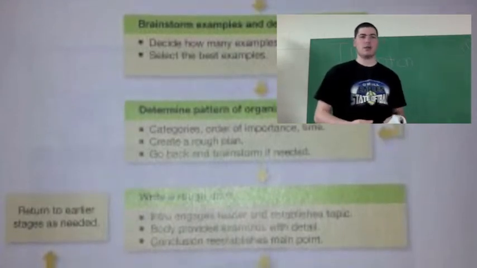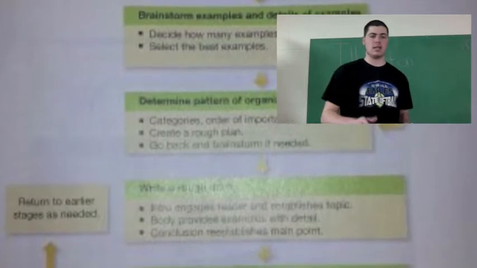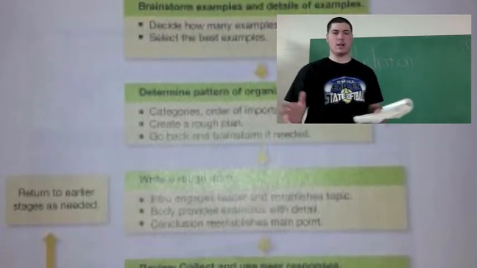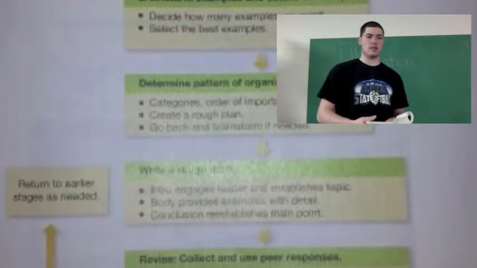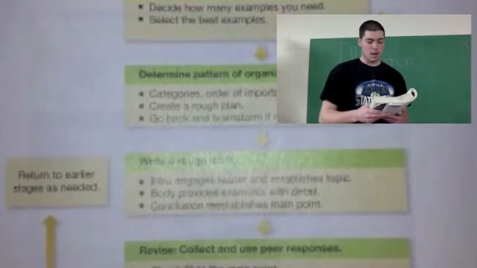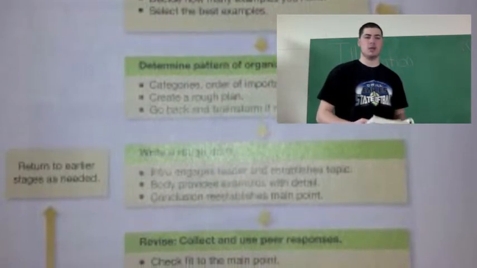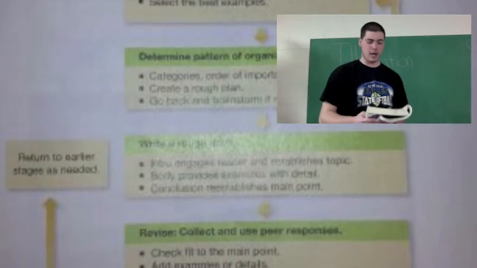Next, you need to write a rough draft. A rough draft, this is your first time just writing it. It's not going to be perfect. Intro engages reader and establishes topic. This is probably one of the most important steps because this grabs the reader's attention. Body provides examples with detail. This is where you're going to put your examples. This is how you're going to describe in this little piece right here called the body.